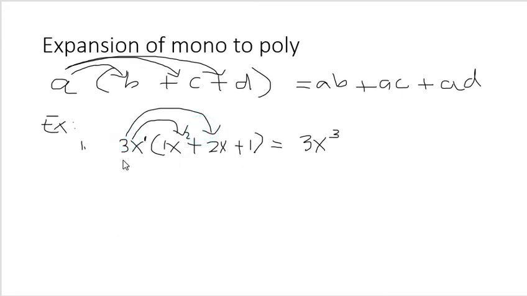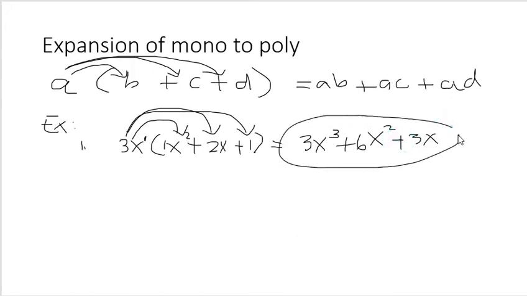Next is 3x times 2x. We will multiply 3 times 2, that will give us 6. And then x times x, you add their exponents, that will be 2. Next, 3x multiplied to 1, that will be 3x. And that is our answer. So you just simply distribute the term outside.